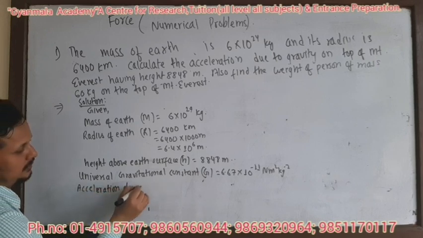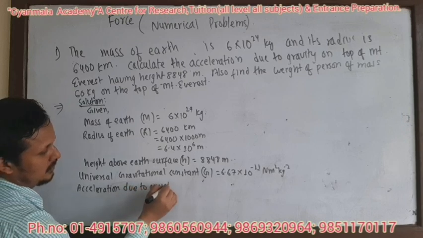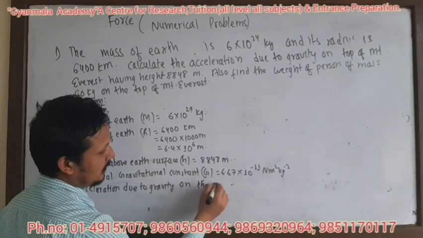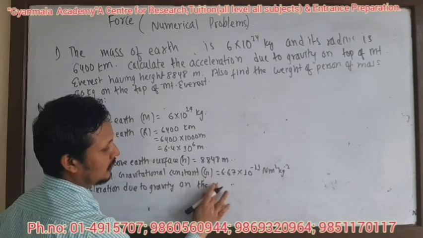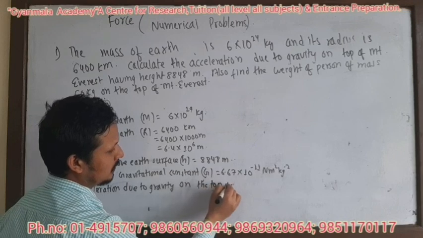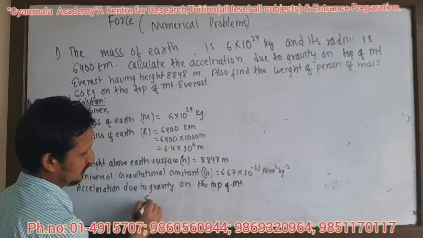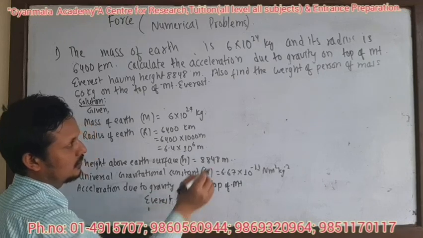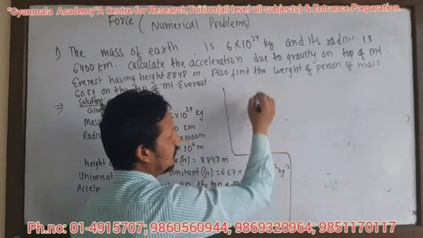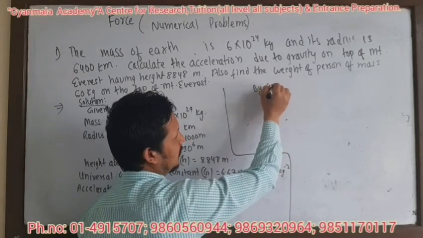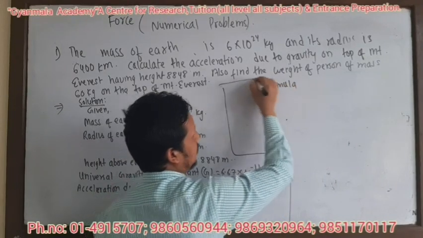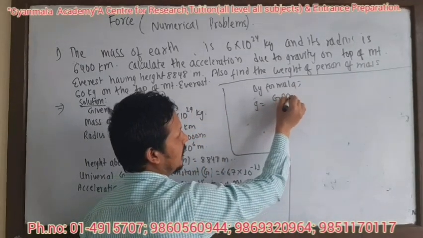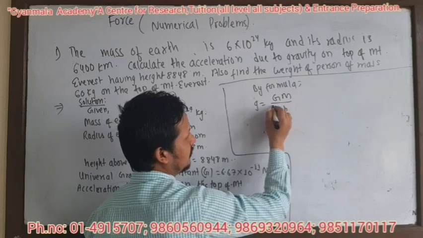Acceleration due to gravity on the given height. On the top of Mount Everest, g equals to what? We have the formula. By formula, g equals to GM by (R plus h) whole square.